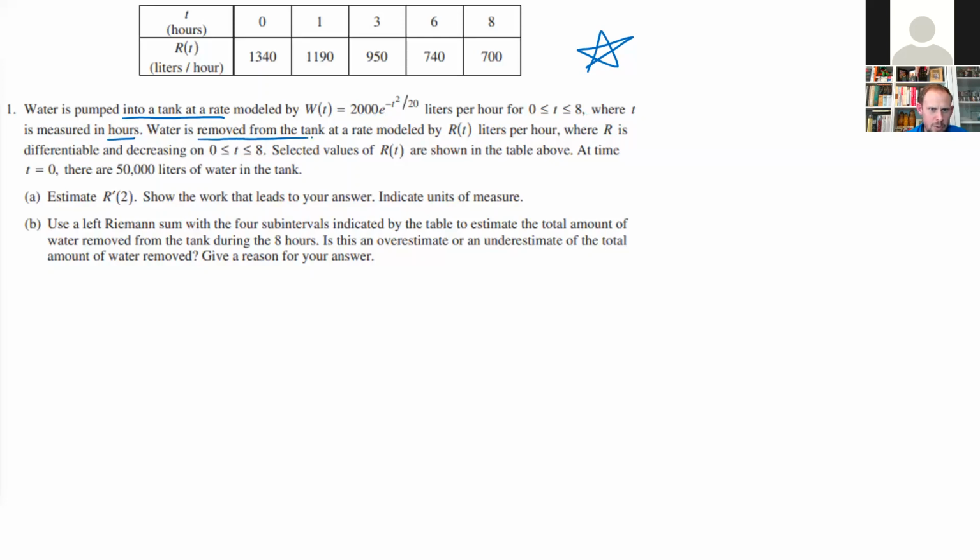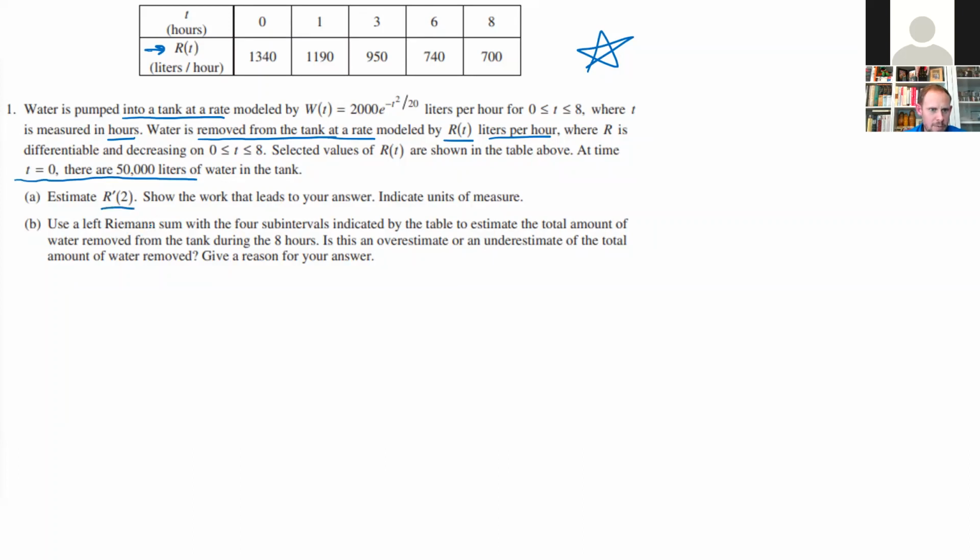Water is removed from the tank at a rate modeled by R of t. Here's R of t up here, and that is also in liters per hour, where R is differentiable and decreasing. Yeah, it does look like it's decreasing. Selected values of R of t are shown in the table above. At time t equals 0, there are 5,000 liters of water in the tank.